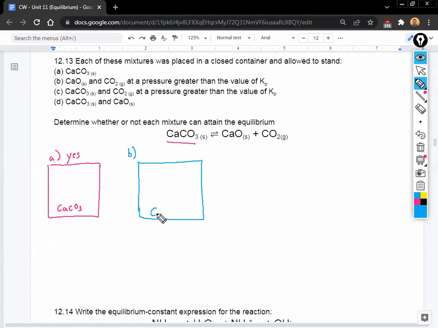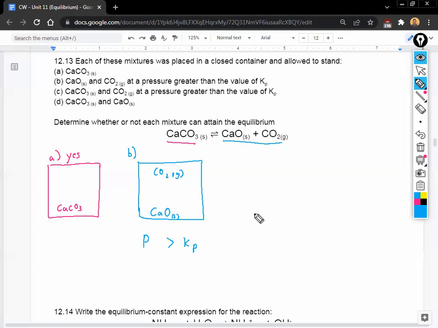Okay, so container B. It's telling us that we have CaO solid and we have CO2 gas, and the pressure is greater than the Kp, the equilibrium pressure, okay? Now, if you guys notice, CaO and CO2 are both what? Okay, yeah, they're in their state of matter, but again, keep it simple. What are they? Yes, they're both products.